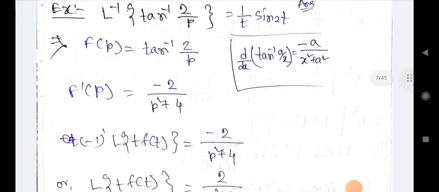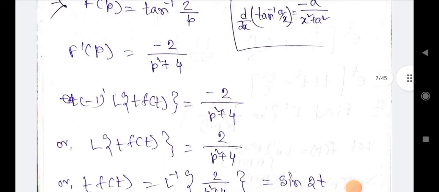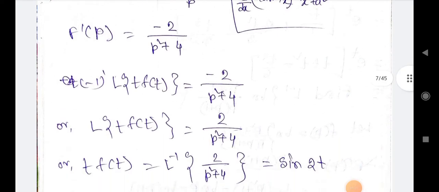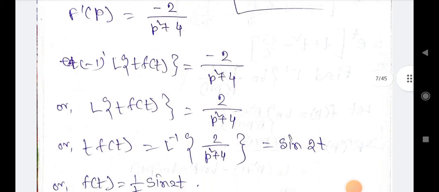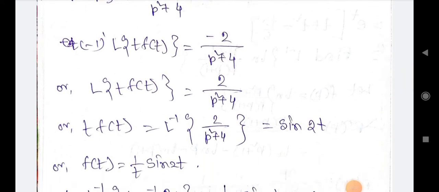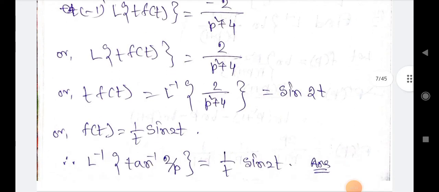Now let F(p) equals tan inverse 2 by p. Then F'(p) equals minus 2 by p square plus 4. Again applying the formula, we get (minus 1) to the power 1 Laplace of t f(t) equals minus 2 by p square plus 4. So Laplace of t f(t) equals 2 by p square plus 4. Then t f(t) equals Laplace inverse of 2 by p square plus 4, which equals sin 2t.